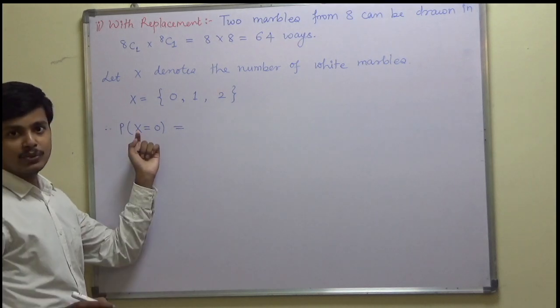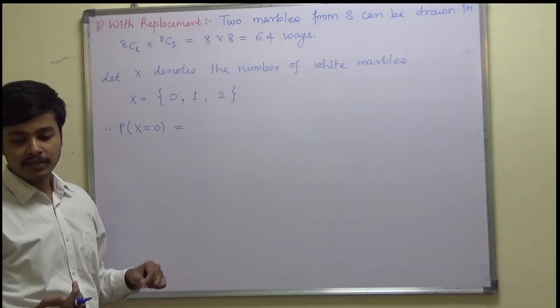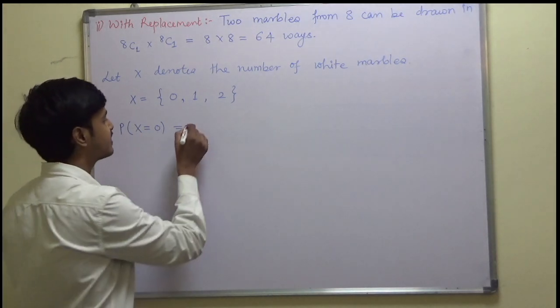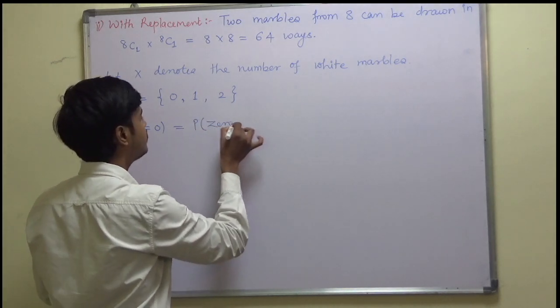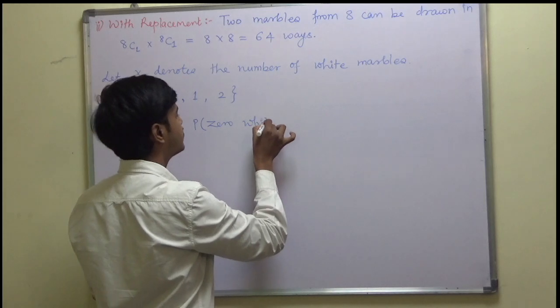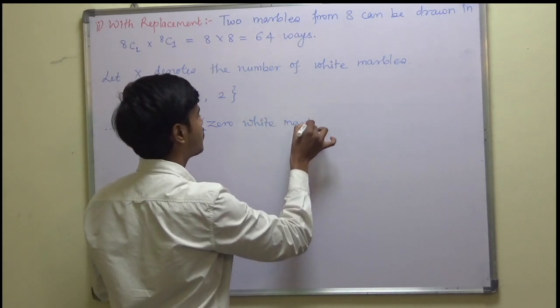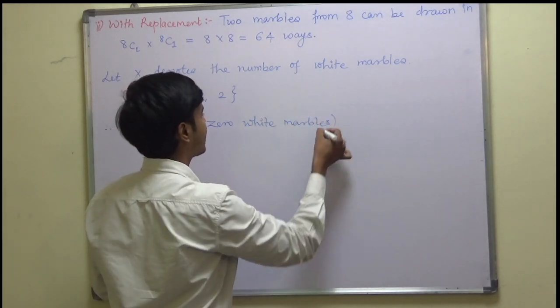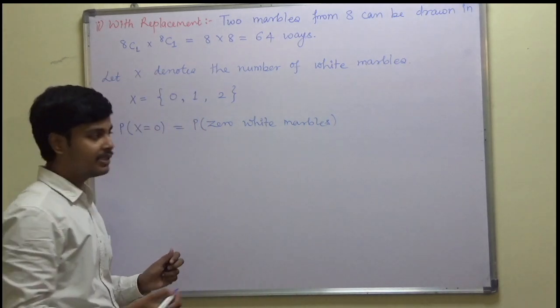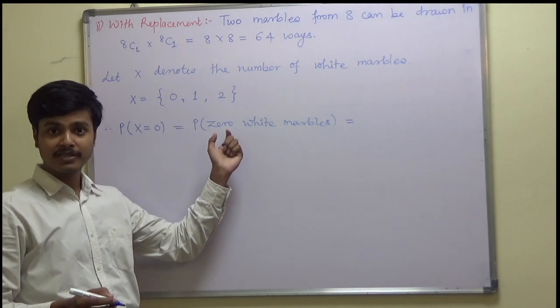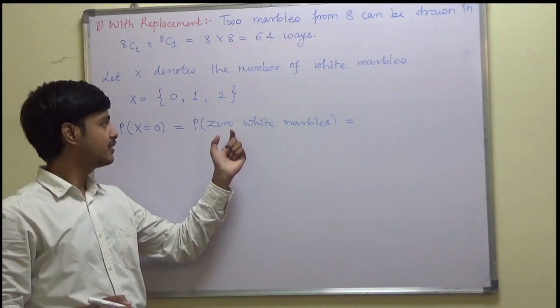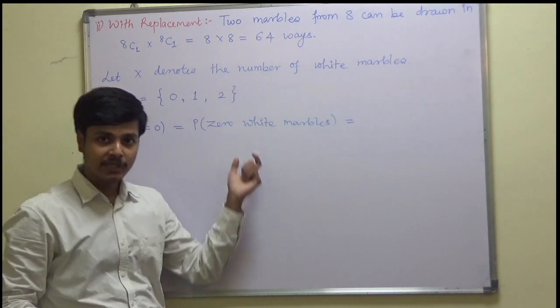Probability of x equal to 0 means both the marbles are black. So you can write probability of 0 white marbles, or probability of black marbles. So it can be done in how many ways? Now we have 0 white marbles. Okay, so we have to find out the probability of 0 white marbles.